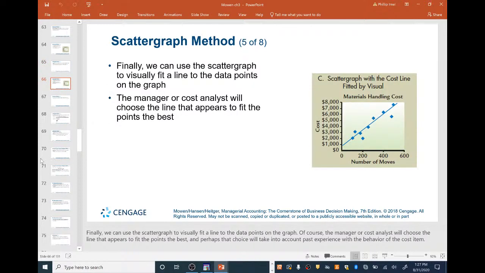Now finally, we can use a scatter graph to visualize the fit of a line to the data points on the graph. So once again, we just drew a line here. And you can see here, we adjusted it a little bit. Instead of going straight through the bottom and straight through the top, we've adjusted it to make it more relative to the other points, to connect them the best that we can, right? Then the manager or cost analyst will choose a line that appears to fit the points the best. Like I said, that's all they're doing here, just trying to make it match the points the best they can.